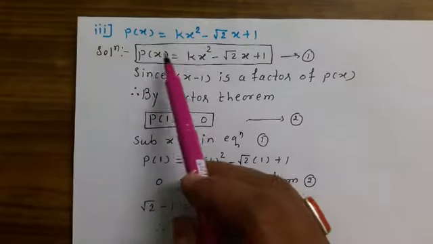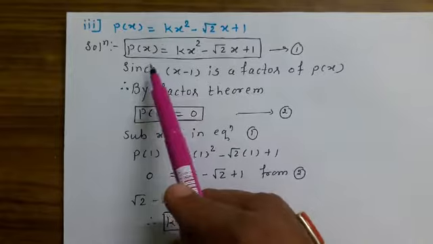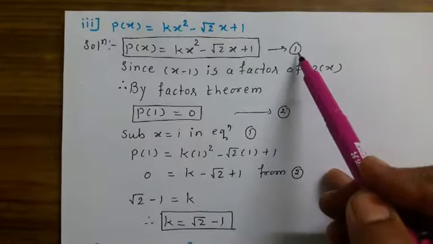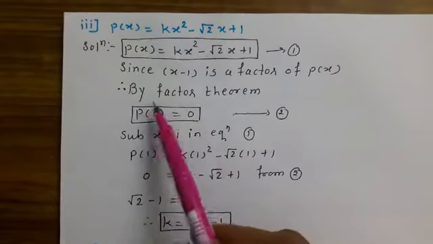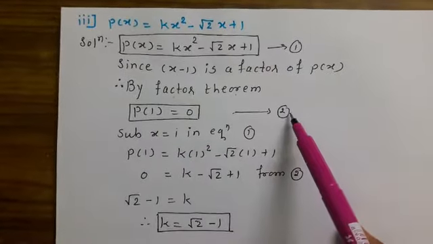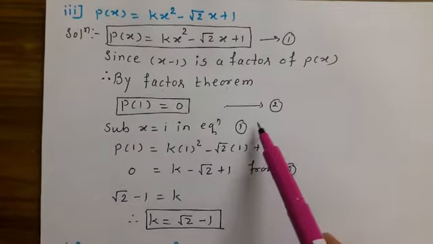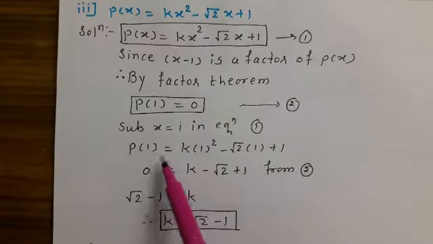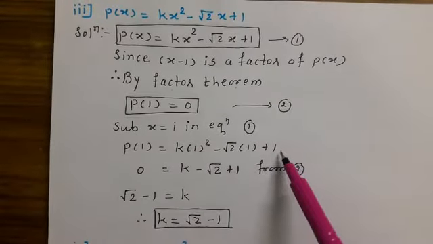Third problem: P of x is equal to kx square minus root 2x plus 1. Here we will call this equation 1. Since x minus 1 is a factor of P of x, therefore by the factor theorem P of 1 is equal to 0. We will call this equation 2. Substitute x is equal to 1 in equation 1. So we get P of 1 is equal to k into 1 square minus root 2 into 1 plus 1.